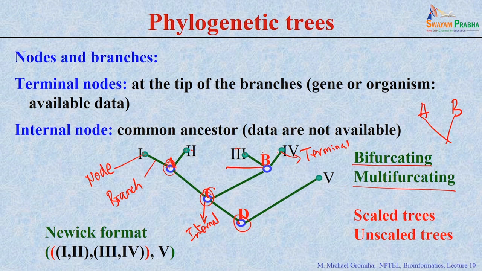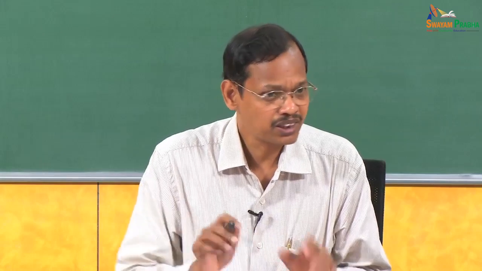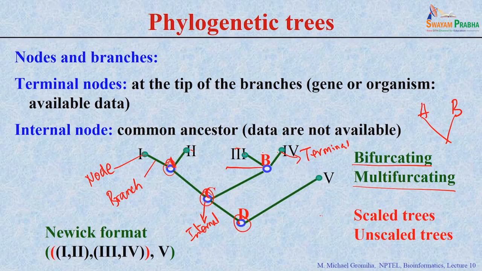And another aspect is, in some cases, you know how long it takes from one organism to another organism. In some cases we do not know. So, this will tell you the scaled trees and the unscaled trees. If you take 100 years or 10,000 years, so if you can scale it, then this is called a scaled tree. And if you do not know the time, then in that case you call this an unscaled tree.